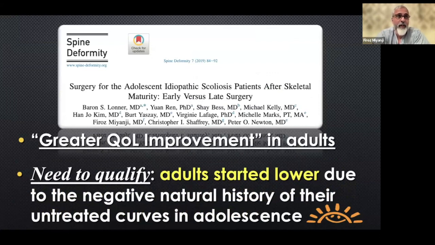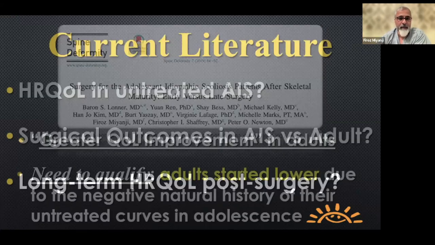Because these adults started lower due to the negative impact of the natural history of their untreated AIS, they were not happy as they continued to navigate life, and then they had their operation. So they already started with lower scores, so that delta was going to be a little bit better. But the perioperative insult was far better in adolescents than it is in adults.